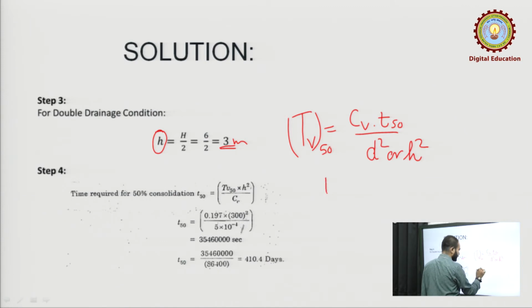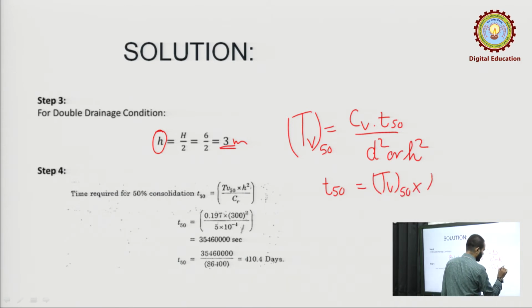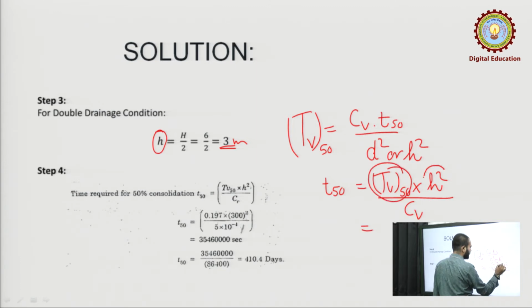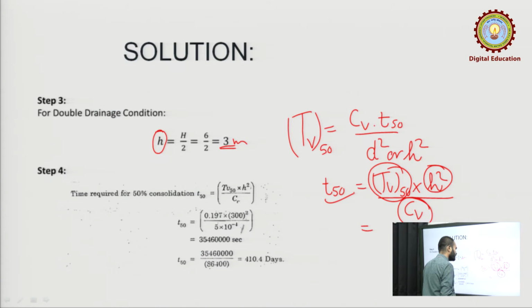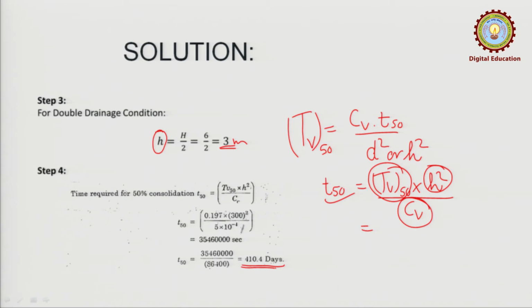So, what we need, T50 will be Tv for 50 into H square upon Cv. You have already calculated this, and this is given in the question, just put the values and find out the answer as 410.4 days. Okay. If you want, you can also convert this into days and hours. Suppose 410 days and 0.4 into 24. This much will be the hours. Okay. This is the solution for this question.